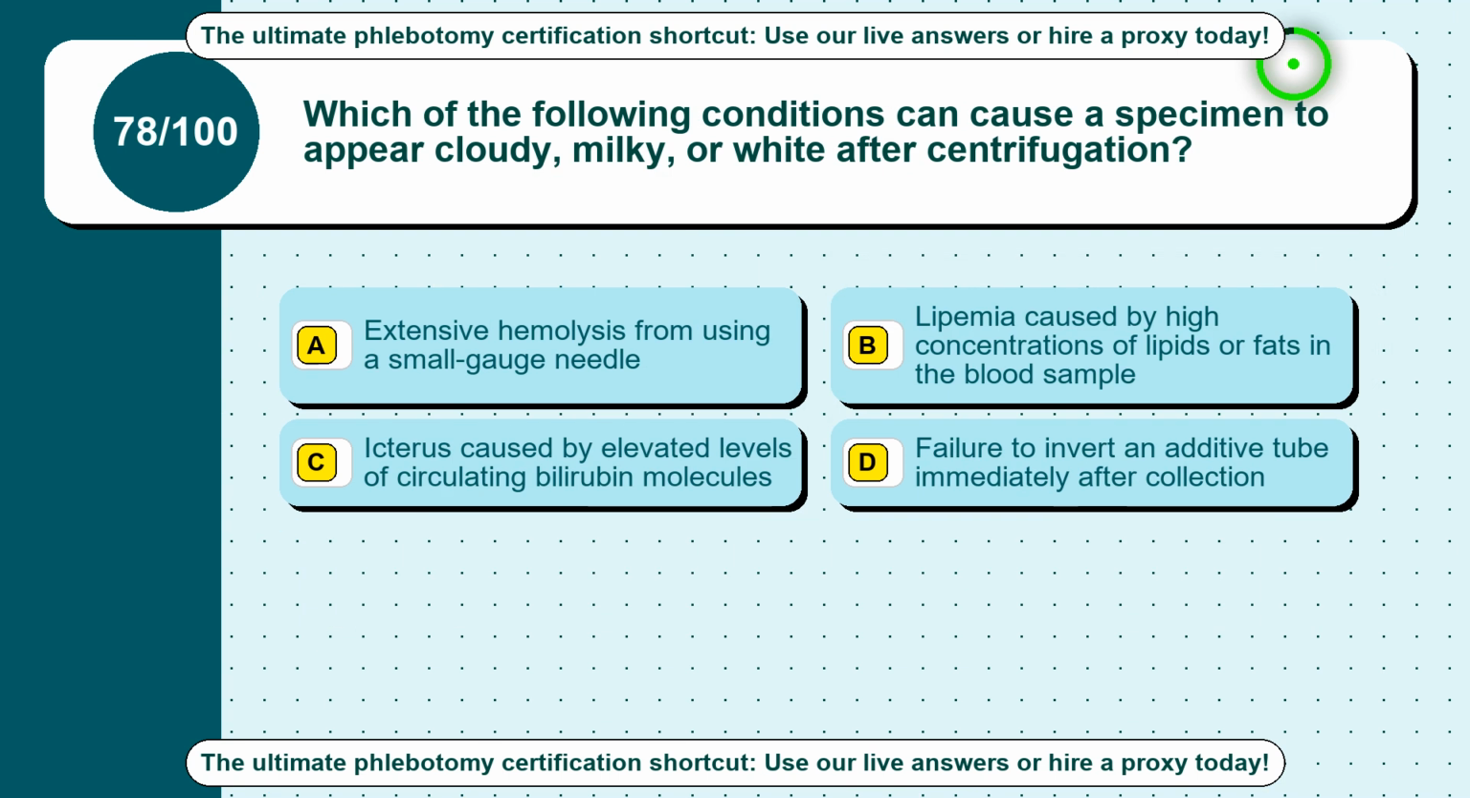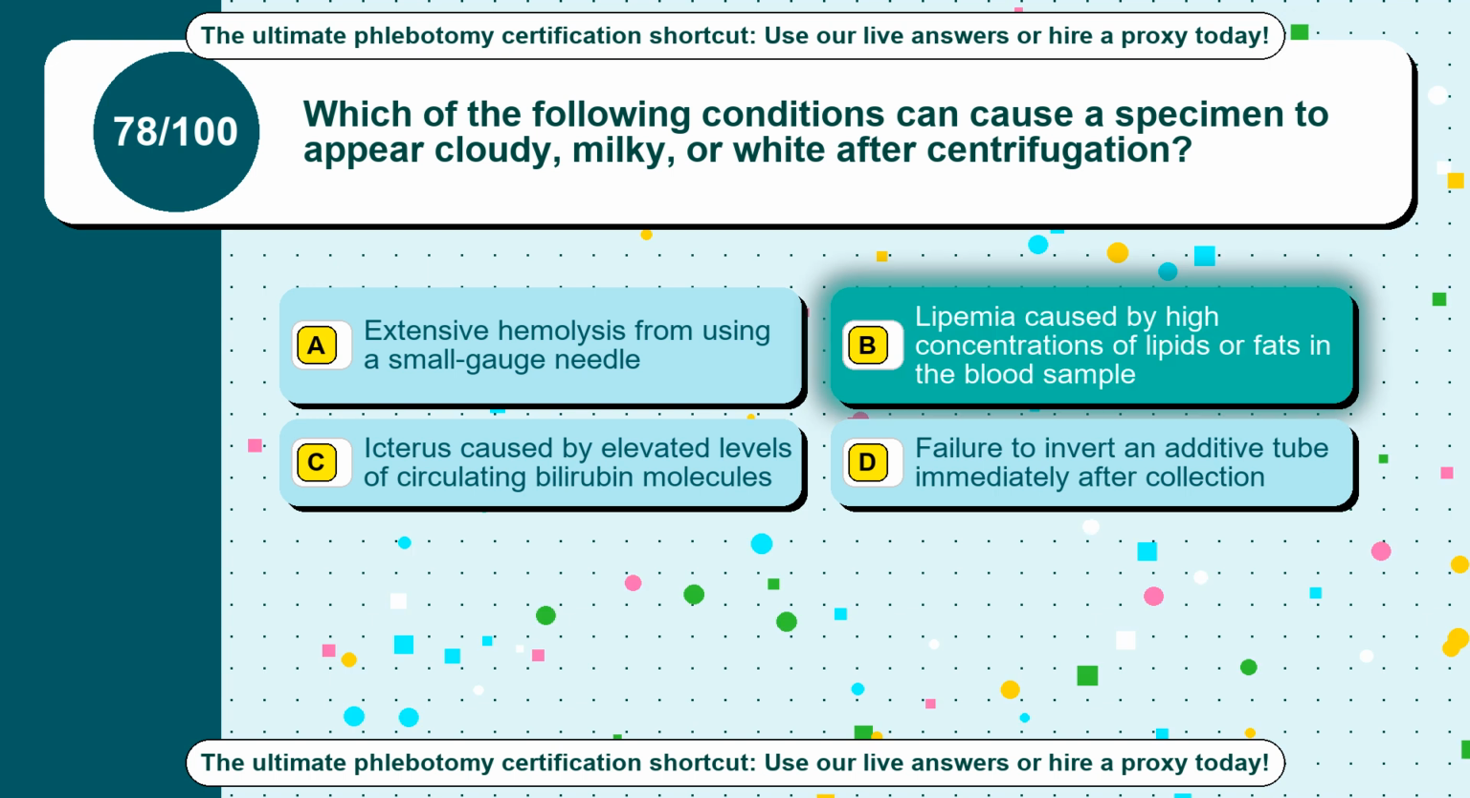Which of the following conditions can cause a specimen to appear cloudy, milky, or white after centrifugation? Option A, extensive hemolysis from using a small gauge needle. Option B, lipemia caused by high concentrations of lipids or fats in the blood sample. Option C, icterus caused by elevated levels of circulating bilirubin molecules. Option D, failure to invert an additive tube immediately after collection.